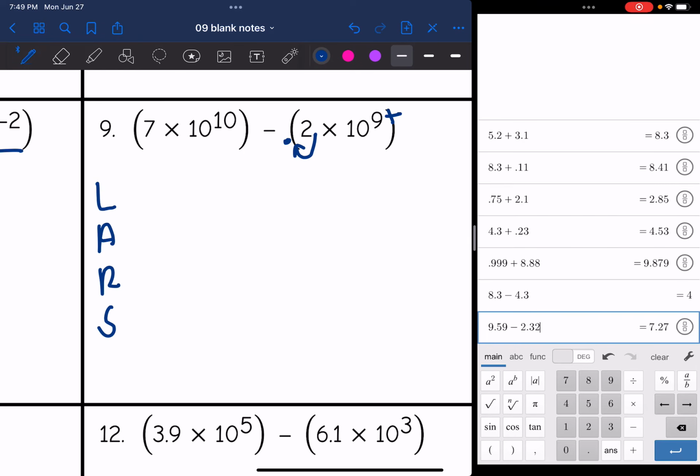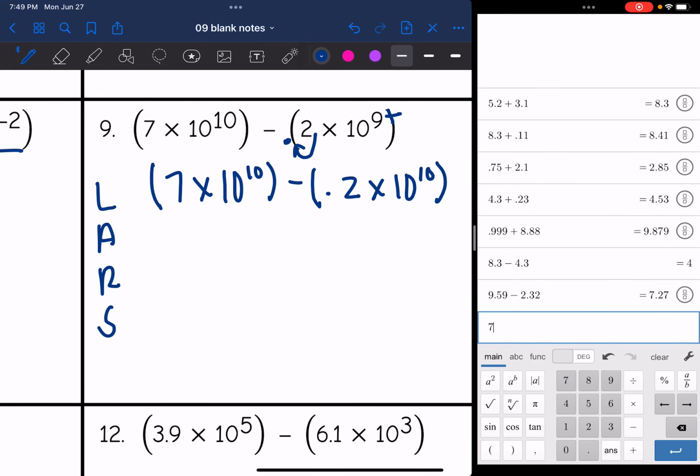So I'm going to move the decimal left, which will make this number even smaller, and then I will add to that exponent. So I'll get 7 times 10 to the 10th minus 0.2 times 10 to the 10th. So now I'm going to do 7 minus 0.2, and I get 6.8, and then times 10 to the 10th.